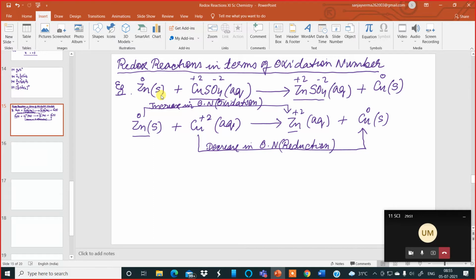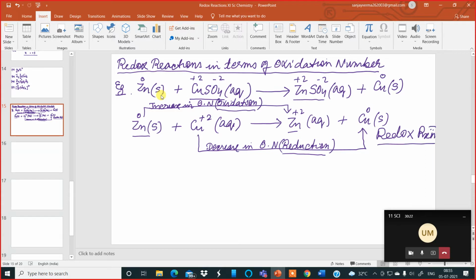Am I clear with this, boys? Now you listen very carefully. Whenever there is a reaction like this, where oxidation and reduction happen simultaneously, they are called redox reactions. Put this in your mind, okay?